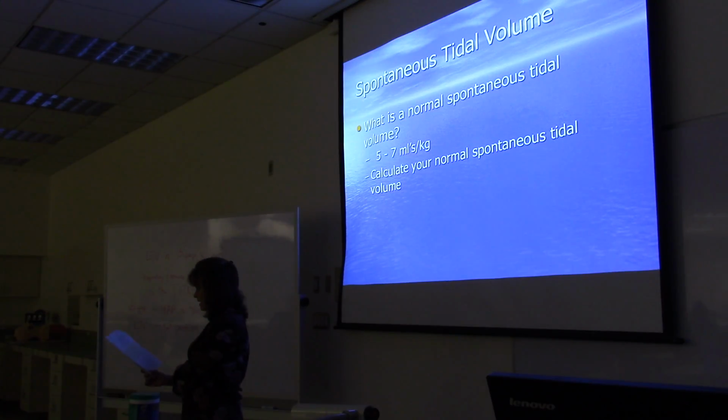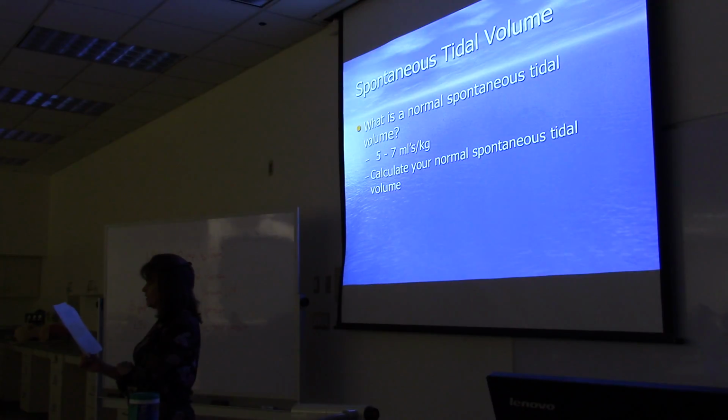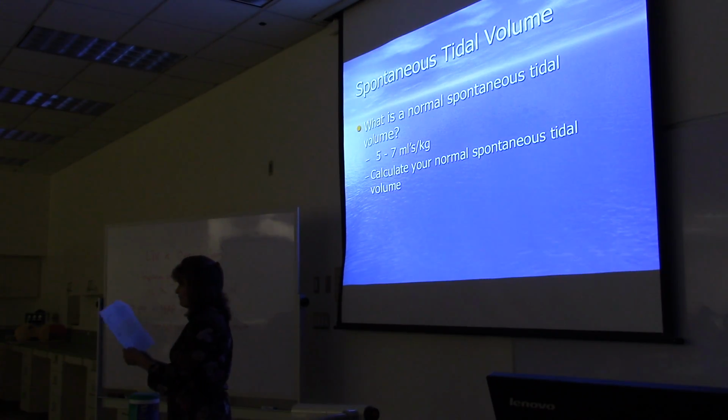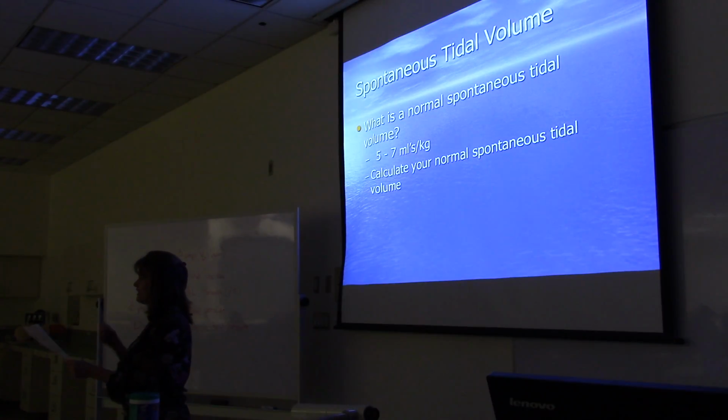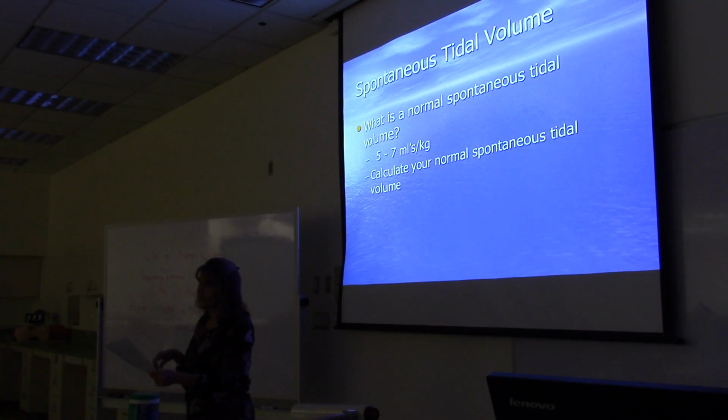Okay, when you divide it by 2.2, you get your kilogram ideal body weight. And now to find out what your normal tidal volume is, multiply it by 5 mLs, write that number down, then multiply it by 7 mLs, and then write that number down.